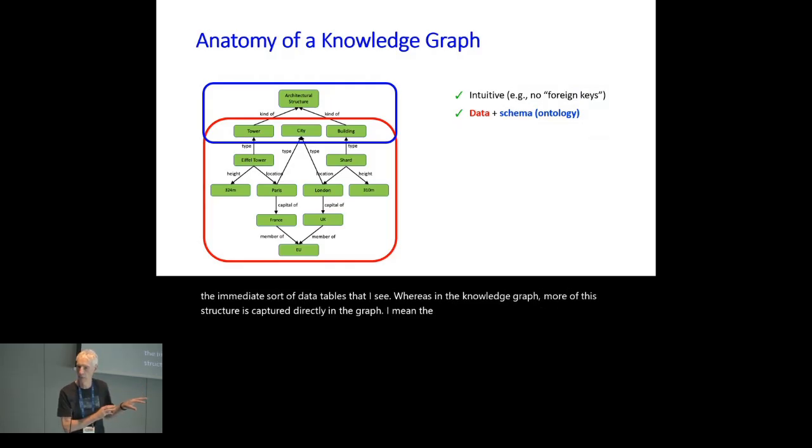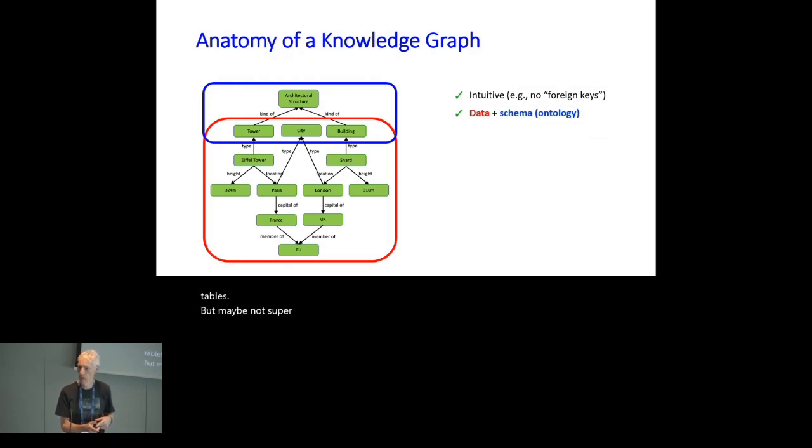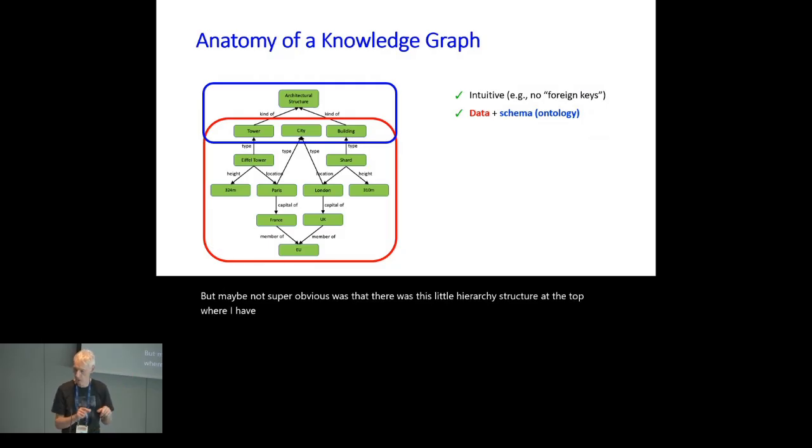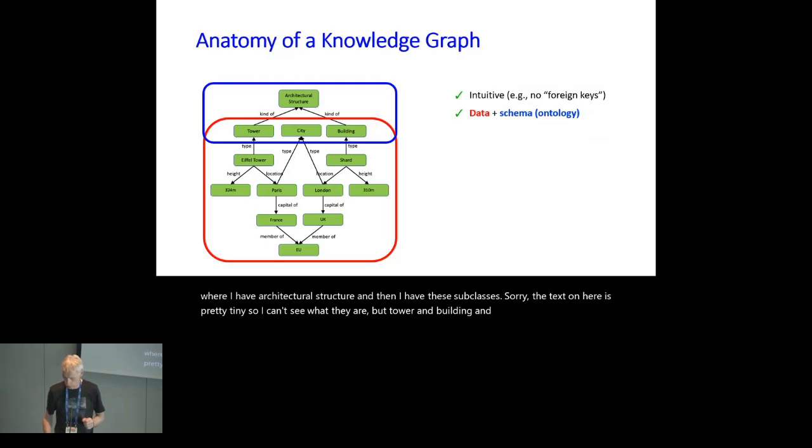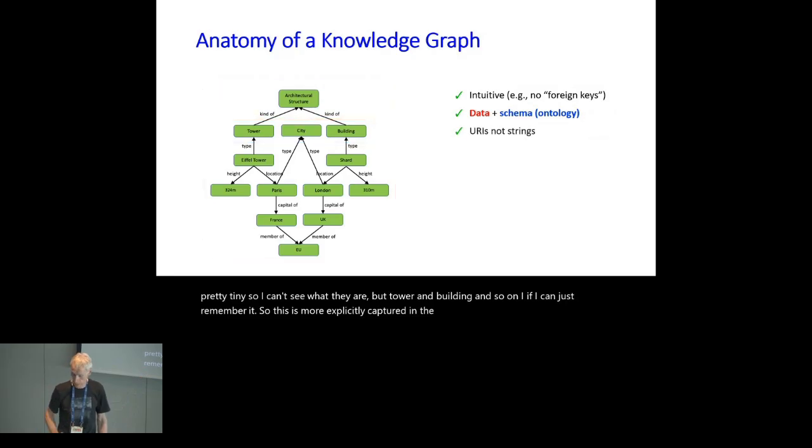The other thing that was there in those tables, but maybe not super obvious, was this little hierarchy structure at the top where I have architectural structure, and then I have these subclasses. Sorry, the text on here is pretty tiny, so I can't see what they are, but tower and building and so on, if I can just remember it. So this is more explicitly captured in the data structure.